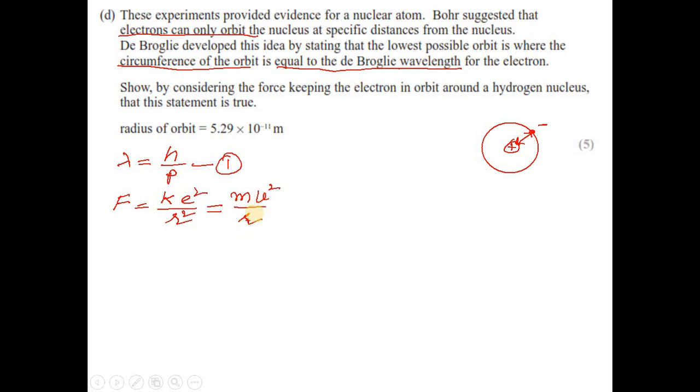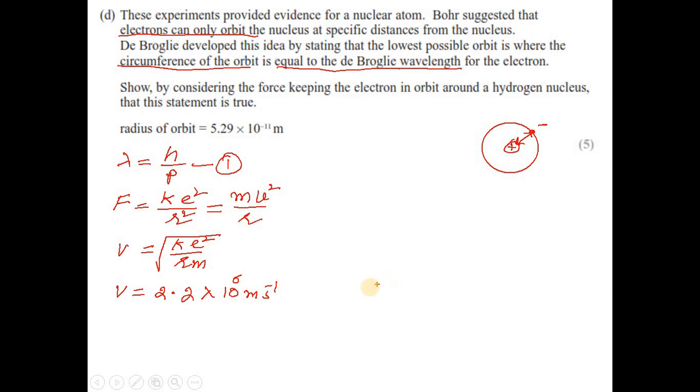And you can clearly rearrange this equation for v, so v would be equal to the square root of K e squared by r m. Now you have everything in your data sheet: Coulomb's constant, the electron charge, the radius r is given, and the mass of the electron is also given. So you substitute all the numbers here and you can figure out v. The v you will find here is 2.2 times 10 to the power 6 meters per second.